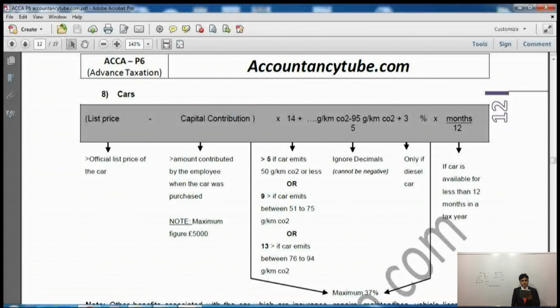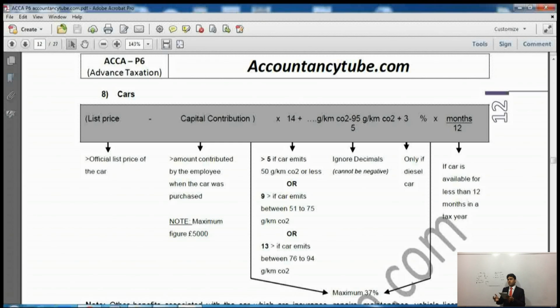So 14 plus, then in the brackets it says whatever the carbon dioxide emission of the car is, you will have to deduct 95 out of it, and you will have to divide it by 5, right?